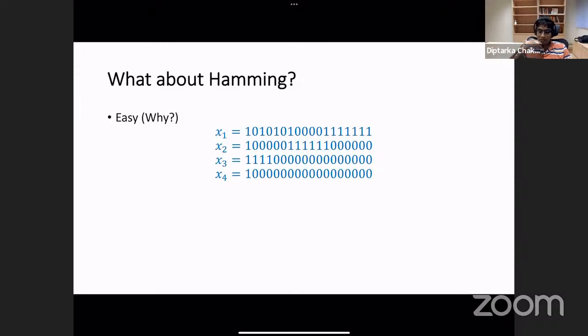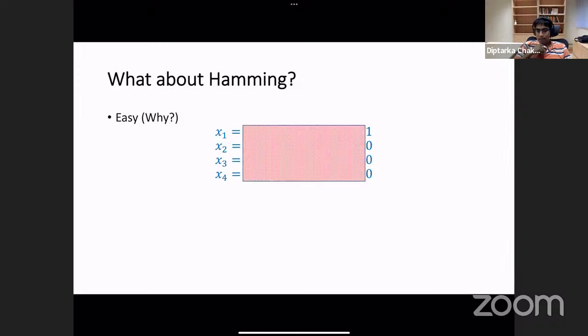Why? Suppose these are our input strings and I want to compute the median. Now let's look into one column. Forget about everything else. Suppose you are given only this data: 1, 0, 0, 0. So these are 4 data points. What is the median? Yeah, the median is 0. Essentially, if you take the majority, that will give you a median.